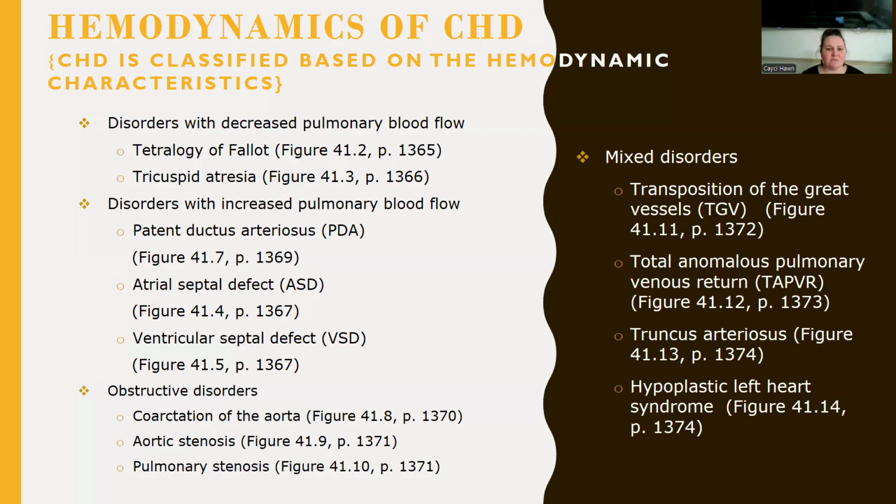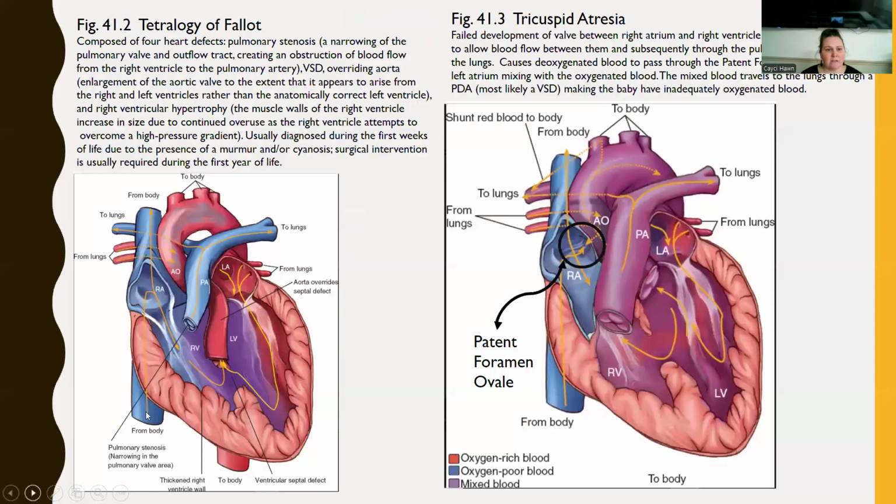So I've included the different figures and page numbers from your book for each of these so that you can go back and review them all. I'm going to go over just a handful, though, right now with you, starting with our disorders with decreased blood flow. So we have tetralogy of Fallot, figure 41.2.